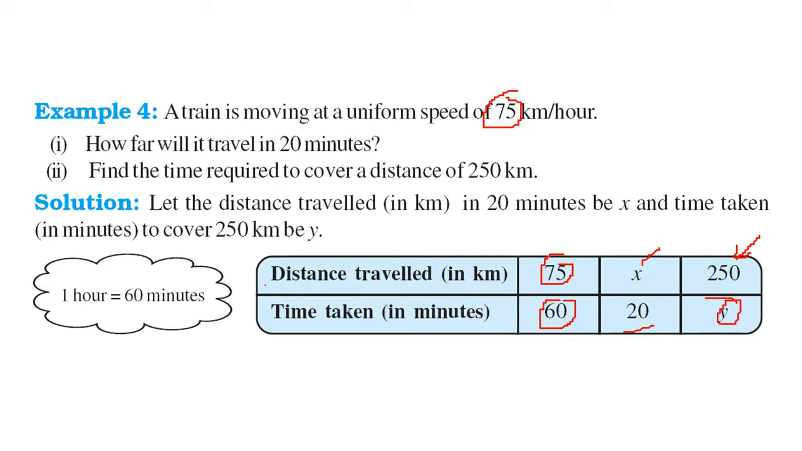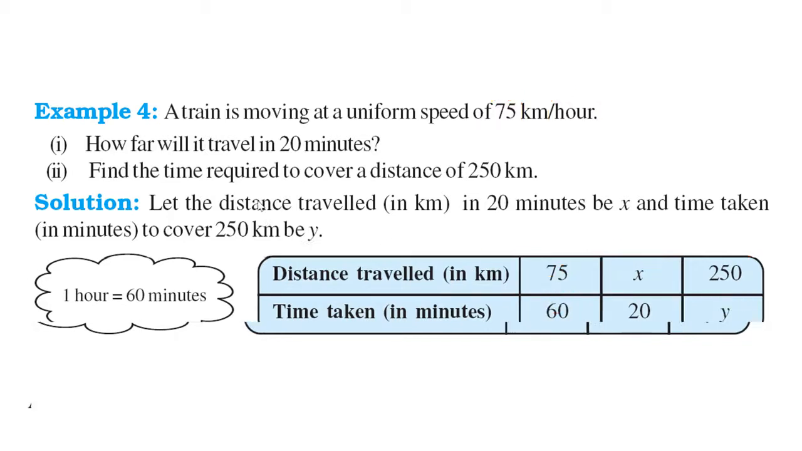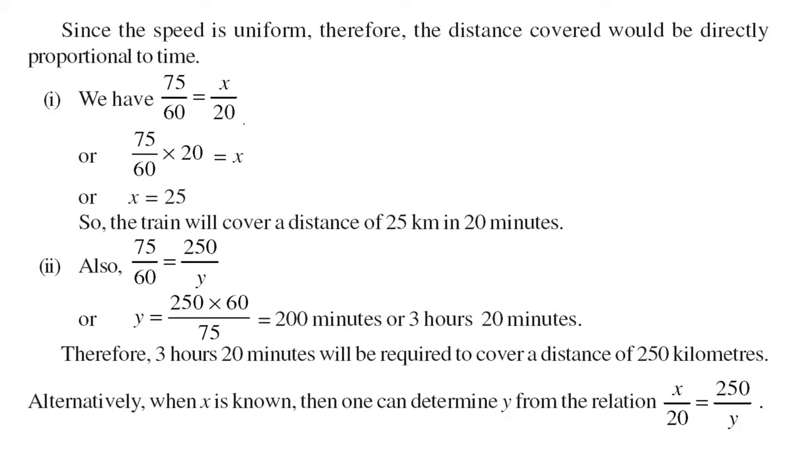So we can just tabulate like this. Why have we taken this as 20 minutes and 250 kilometers? Because this is an hour, and an hour is 60 minutes. So let us take everything in terms of minutes. So now these are in uniform speed and direct relation. So 75 by 60 will be equal to x by 20. You can find x. 75 by 60 is equal to 250 by y. You can find y. These are the ways, as I just told you, you can find x and y with direct proportion.